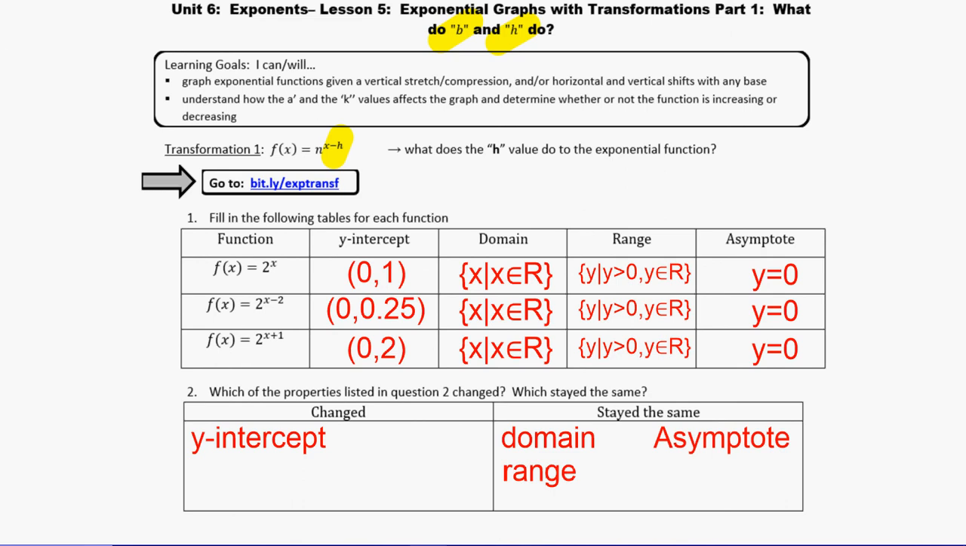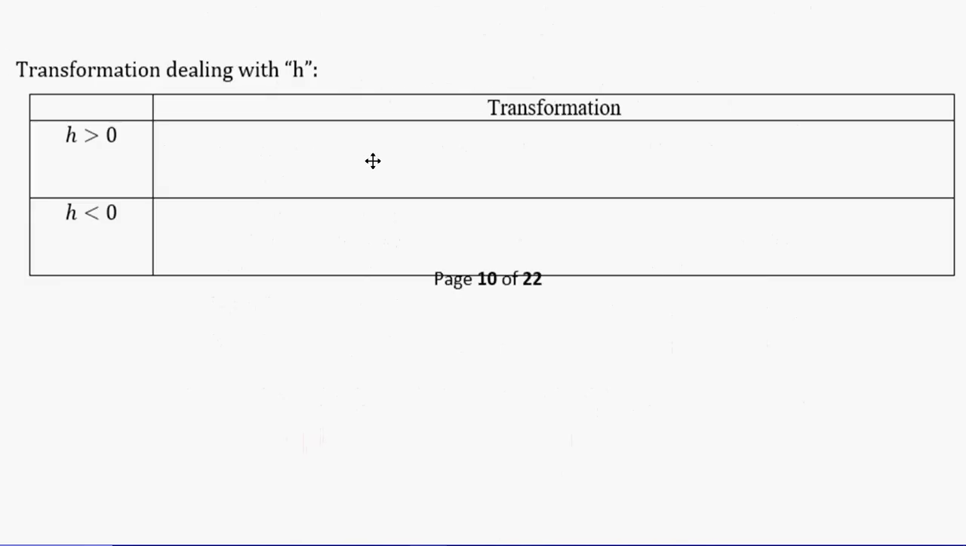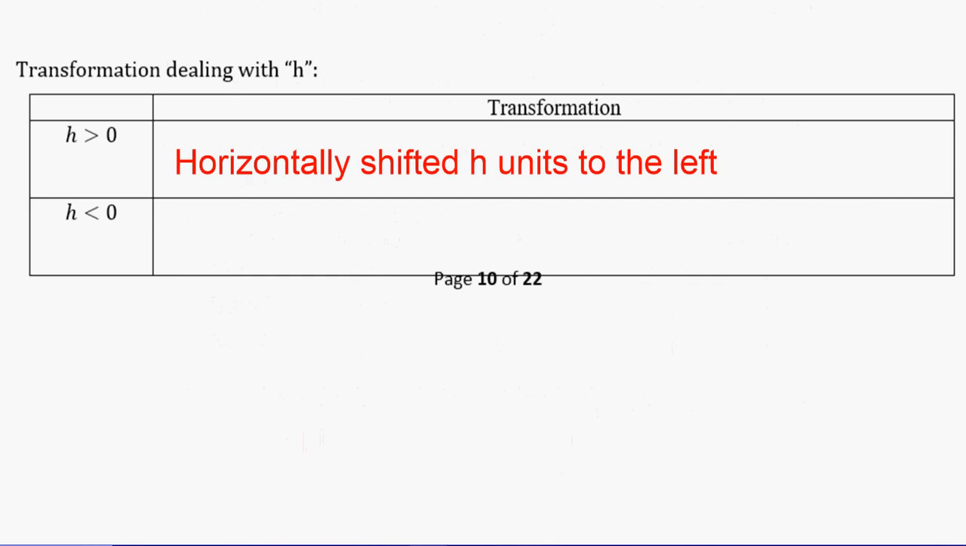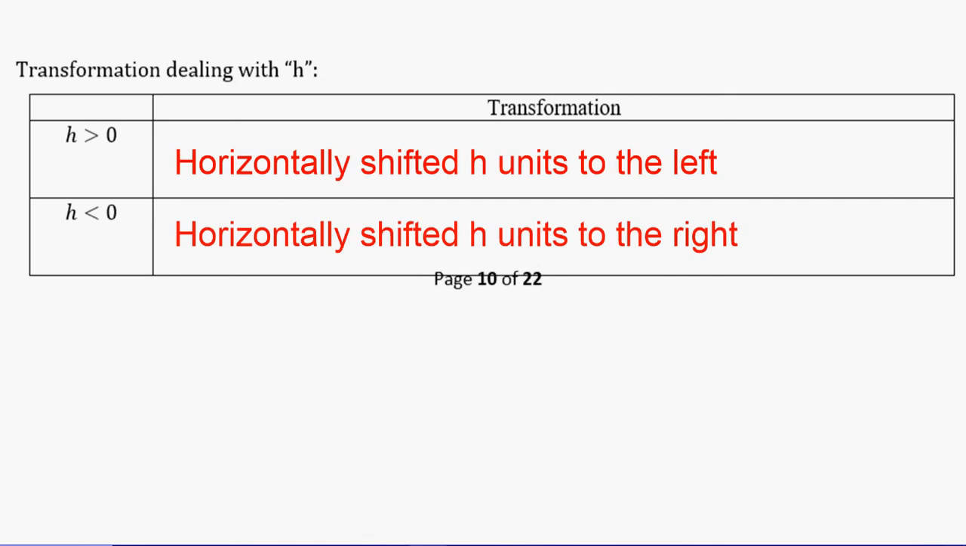So the H is shifting it left and right. If H is positive, it is shifted H units to the left. And if it is negative, it is shifted H units to the right.